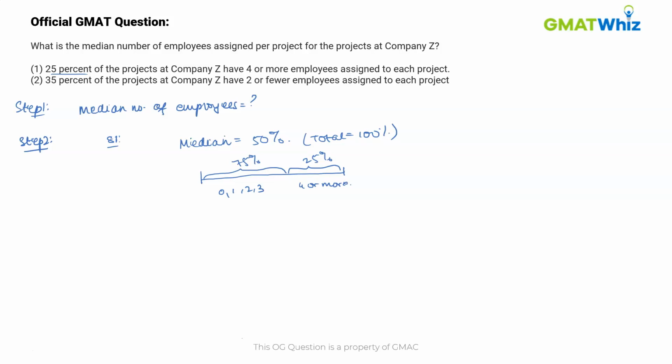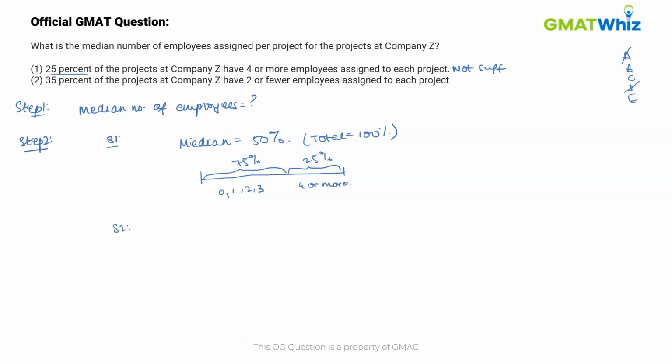Now, we cannot conclude that the value at 50% will be 0, 1, 2 or 3. So statement 1 is not sufficient. And out of the given options, we eliminate options A and D. We now check the sufficiency of statement 2.